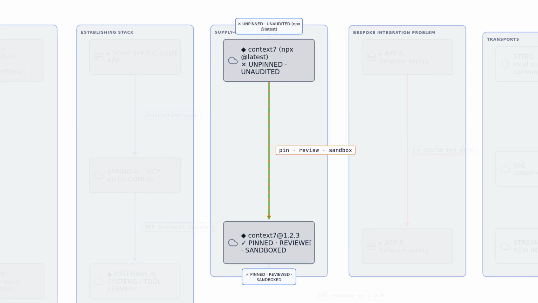Every external MCP server is a dependency you did not write, running a command on your machine or your network. Pin the version, review what the command runs, sandbox it. That's what makes MCP an auditable tool boundary, not a blank check.